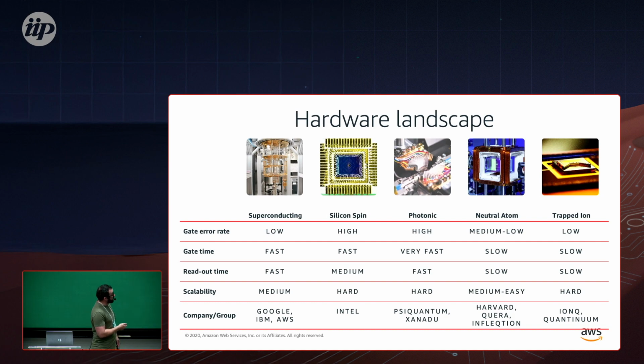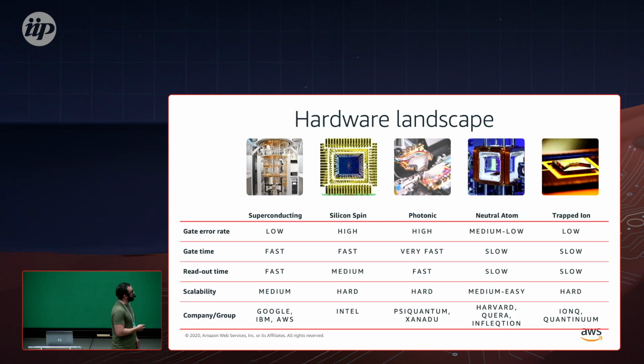Then photonics. Gate error rates, sorry, no, gate error rate, we don't even know. They don't have one qubit. It's kind of hard to get one qubit working. Gate time can be very, very fast, a nanosecond or a couple of nanoseconds. Readout time is fast as well, again, I think microseconds. Scalability, in my opinion, is hard, but if you talk to PsiQuantum and Xanadu, they'll say, no, we have a plan, we'll get there.